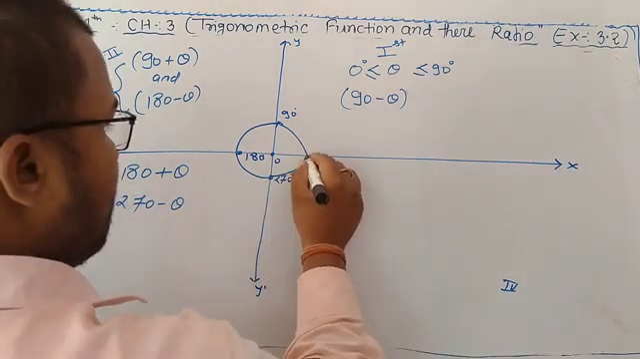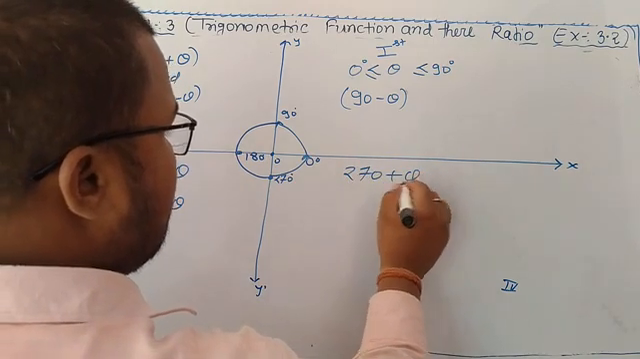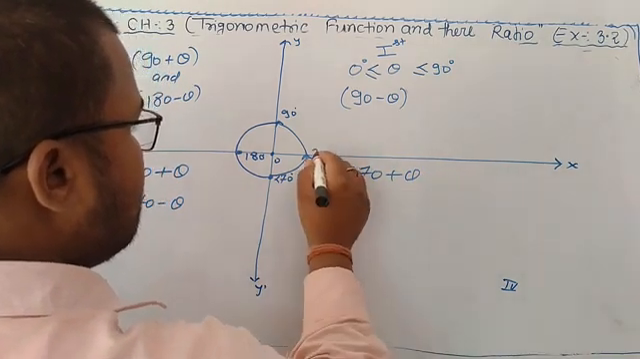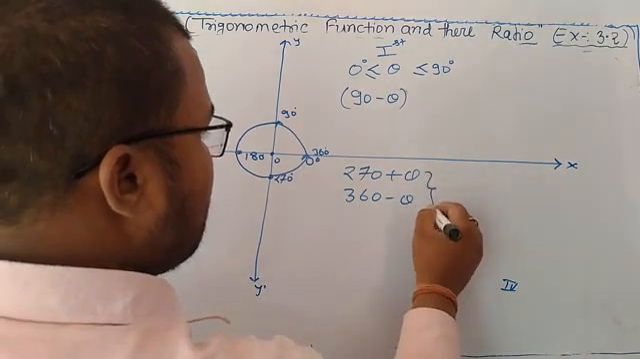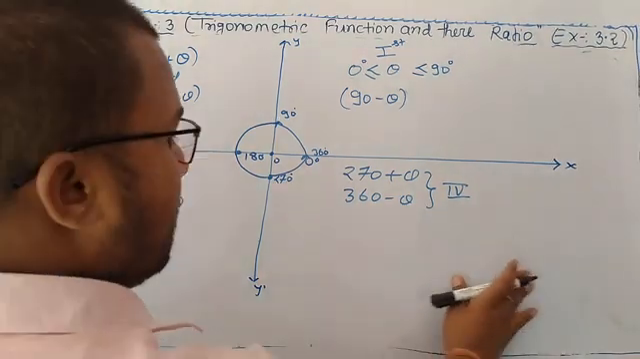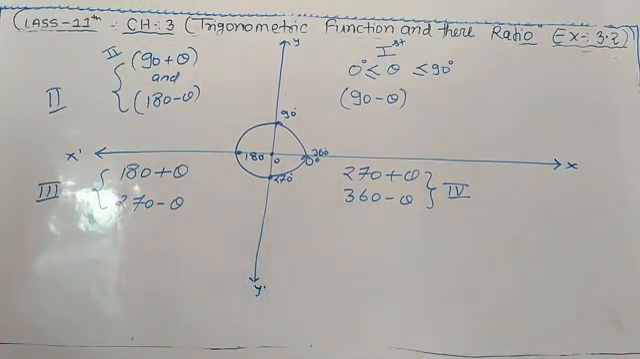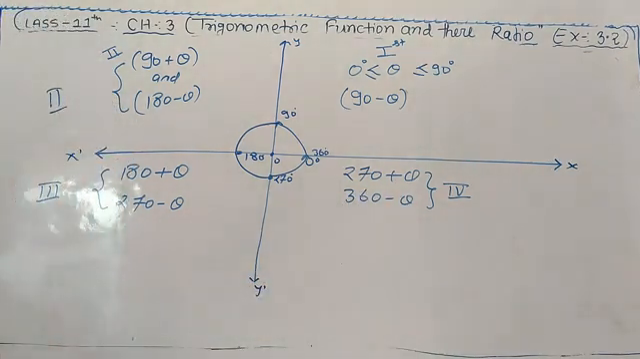Fourth quadrant, student: 270 plus theta and 360 minus theta. These lie in the fourth quadrant. In this quadrant sin, cos and sec are positive, the others negative. Write them.